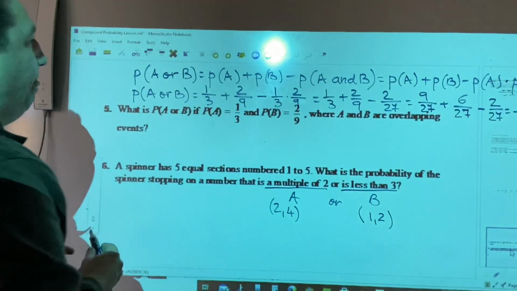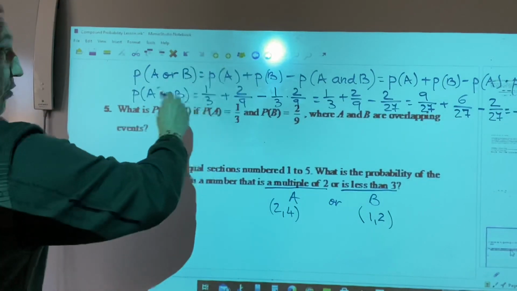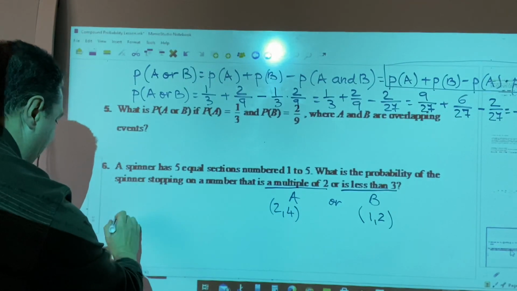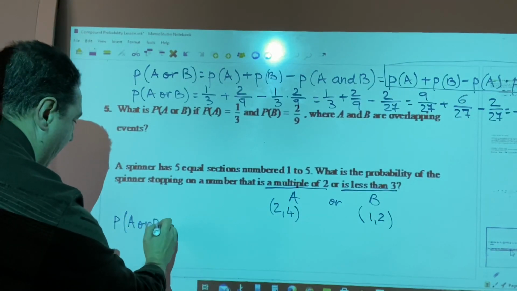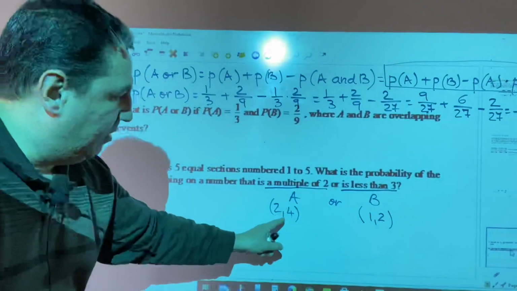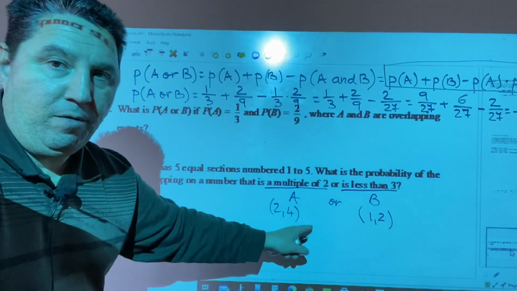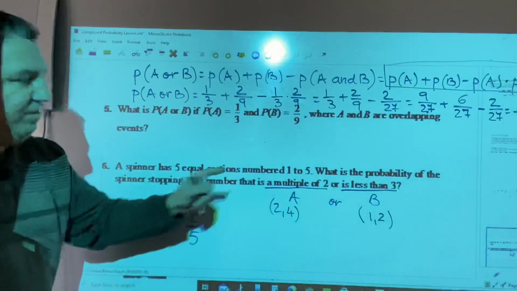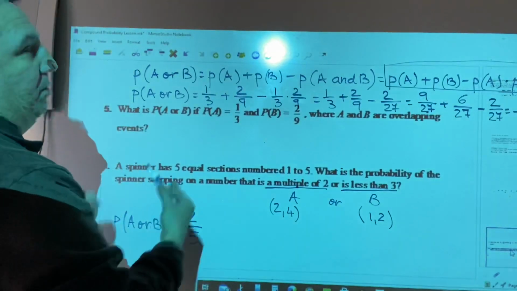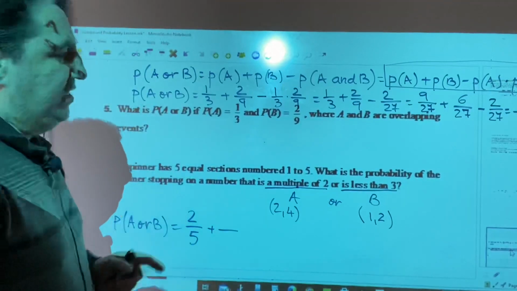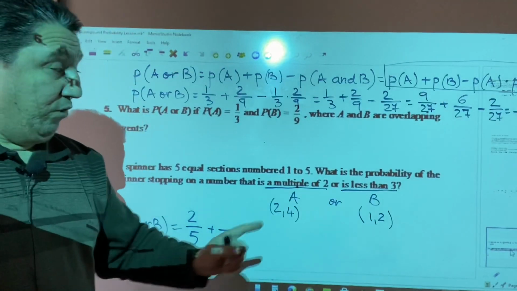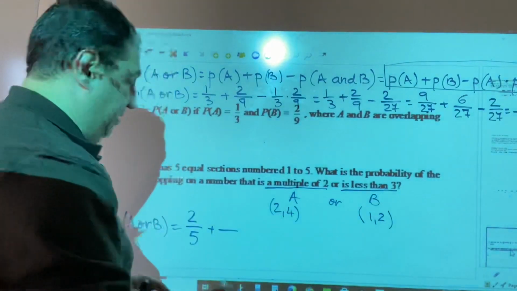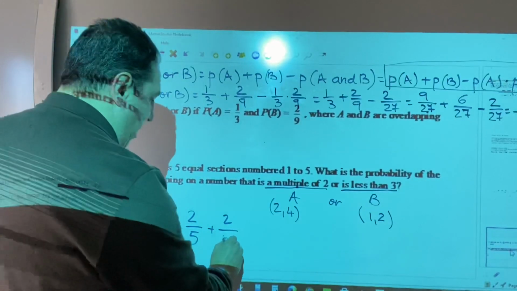Because they are overlapping, we use the same formula, right? This formula. So, we say P of A or B would be P of A. In this case, we have 2 possible favorable outcomes, right? So you're going to have 2 over 5. Why? Because 5 is the total number of possible outcomes. Plus, what is the probability of event B? It is the same, right, as the probability of event A. Why? Because we have 2 possible favorable outcomes, right, out of, again, the same number of possible outcomes.